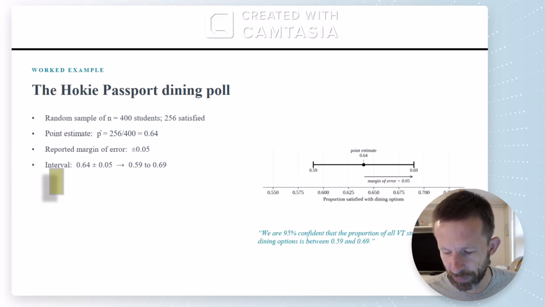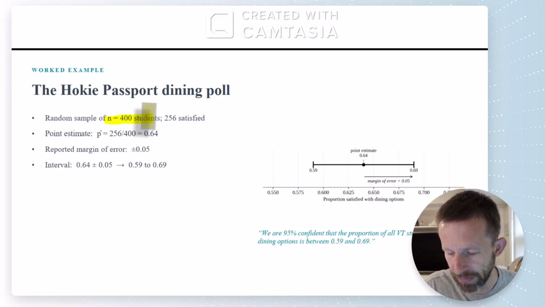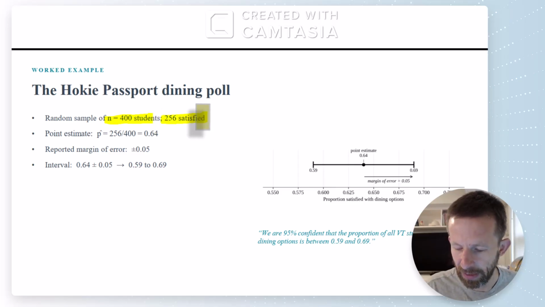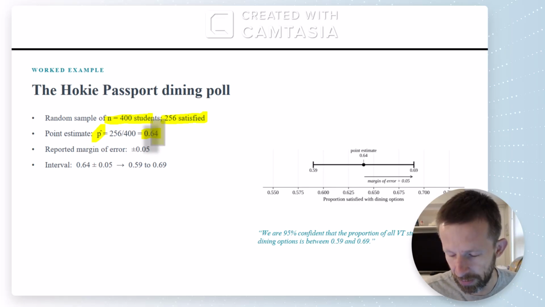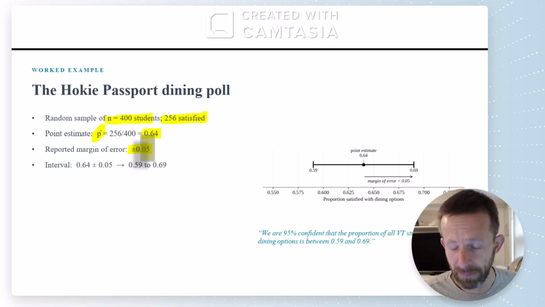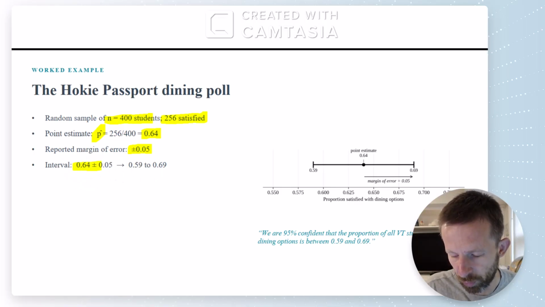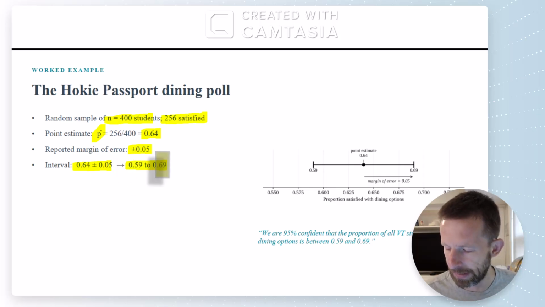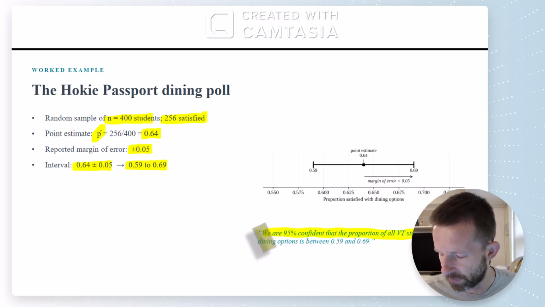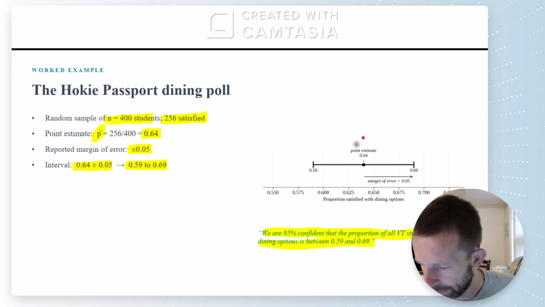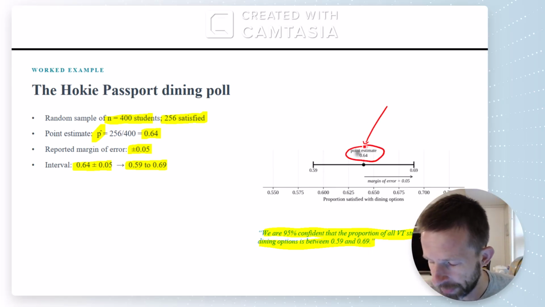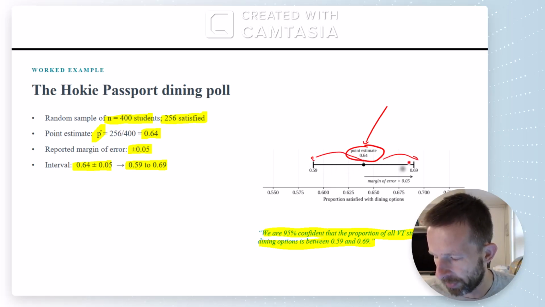So for example, the Hokie Passport dining poll, random sample of 400 students, 256 are satisfied. So in that sample, my sample statistic is denoted by p-hat, we have 64% of students that are satisfied. Now the reported margin of error is plus or minus 5%. So my interval would be 0.64 plus or minus 5%, so between 59 and 69%. And we would say we're 95% confident the proportion of all VT students satisfied with the dining options is between 59 and 69%. So the idea is start with the point estimate that comes from the sample, and you go a little bit to the left, a little bit to the right.